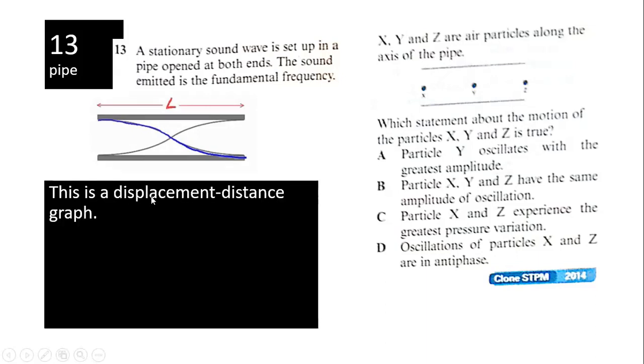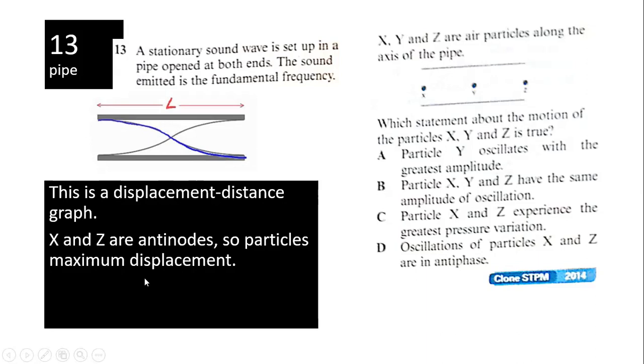So this displacement distance graph, you can look at the blue one, or you can look at the gray one. X and Z are antinodes. X and Z are antinodes, so particles are at maximum displacement. Y is a node, particle at rest. That one you must know. That's your Y. So the answer is donkey, correct?